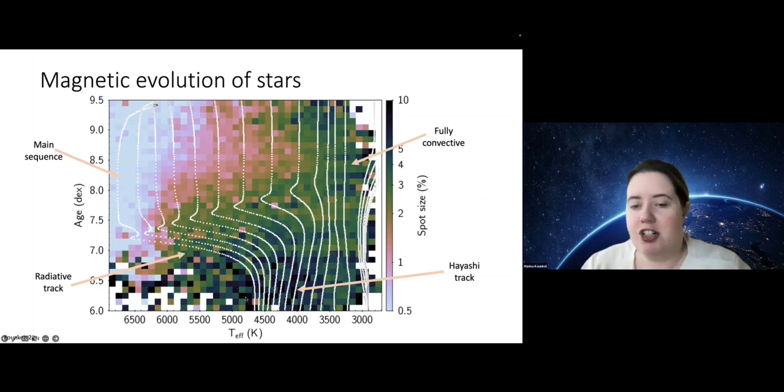You can't really judge the spot coverage on the star by star basis. There is a lot of range at a given age, especially given the orientation of a star. But this diagram is just an average of many thousands of stars.